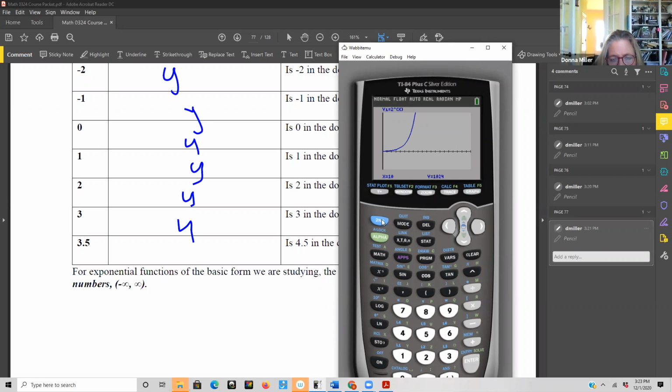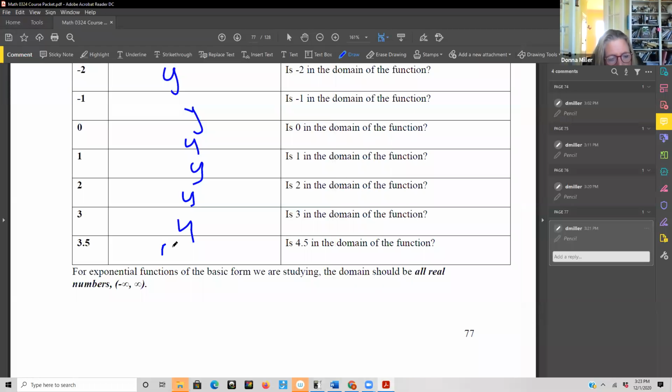Well, second trace, I want value. I'm going to tell them X is 4.5. Can I get an answer? Hopefully. Right, so it's in the domain, or 3.5, it doesn't matter. So the whole point is the domain of exponentials is negative infinity to infinity.